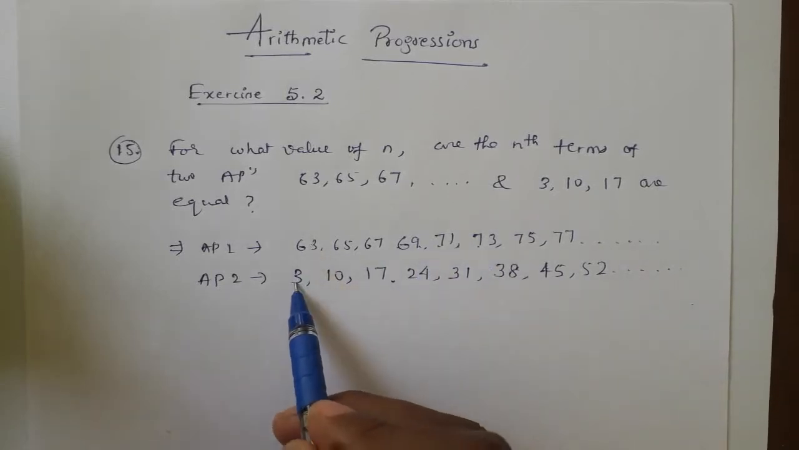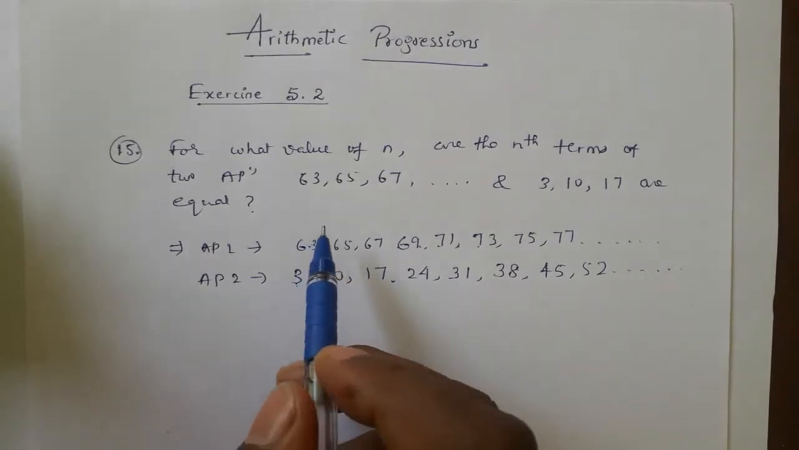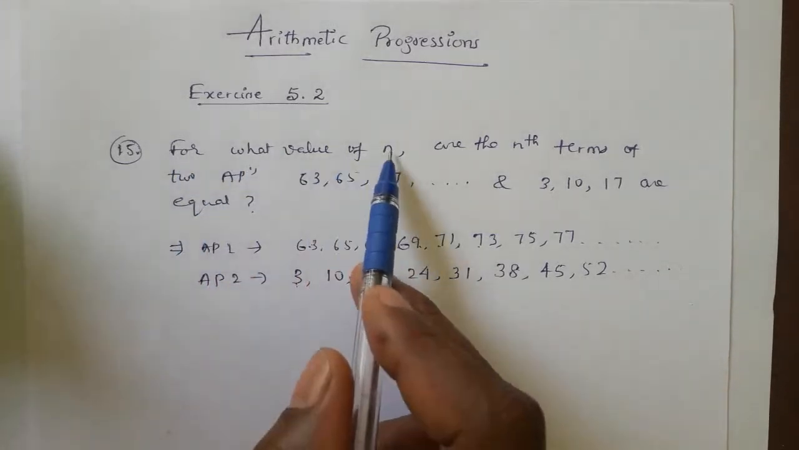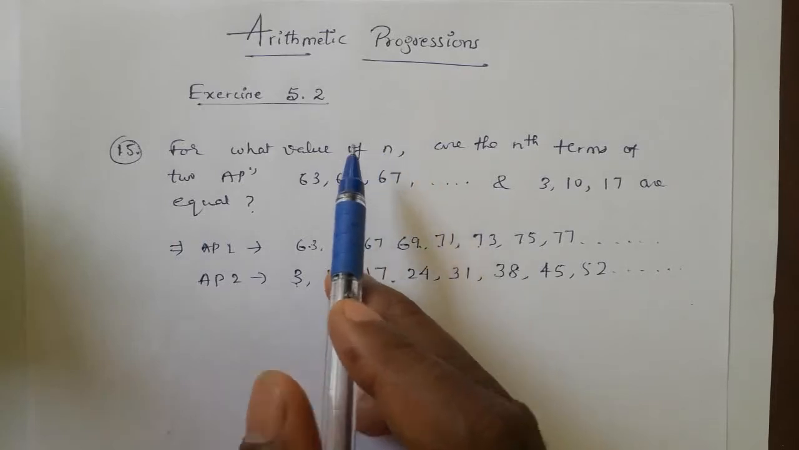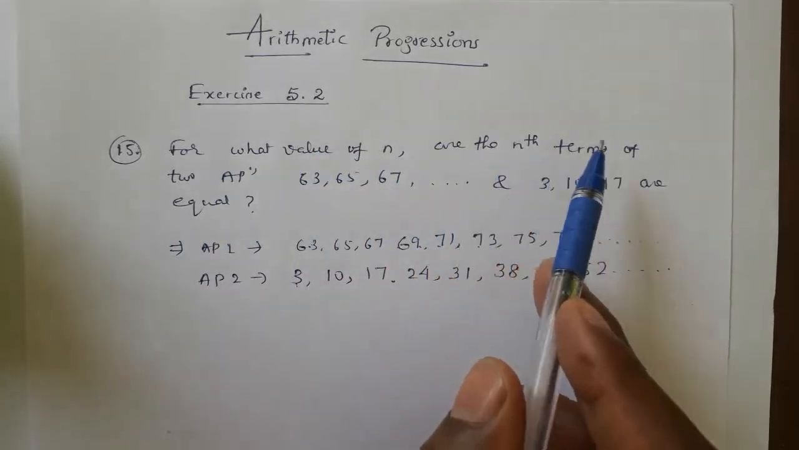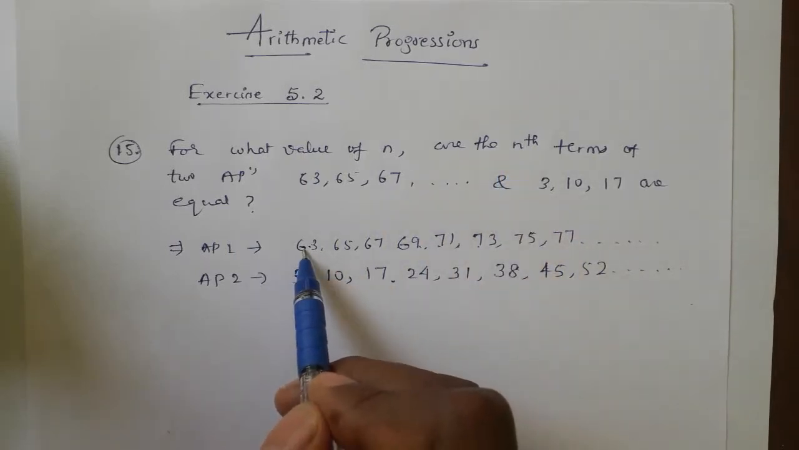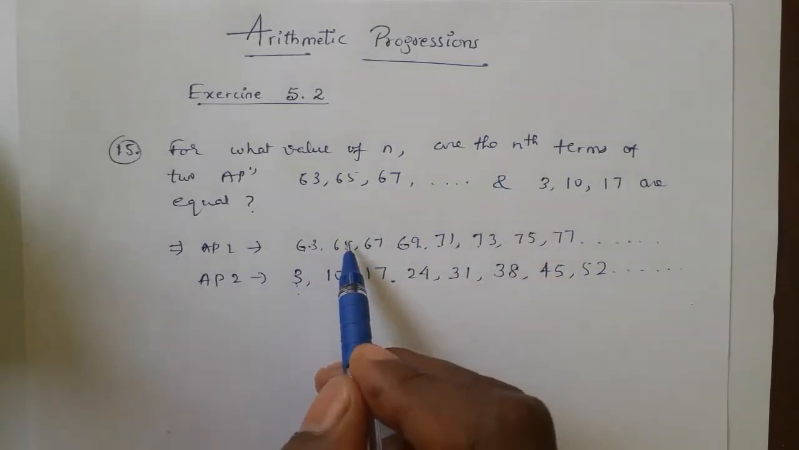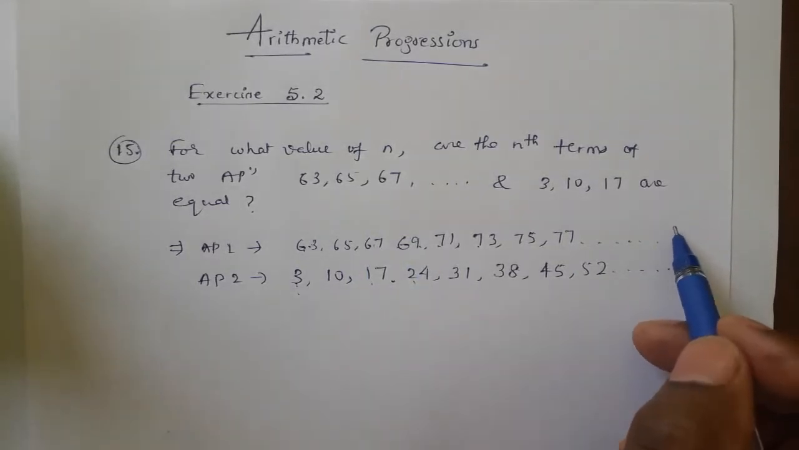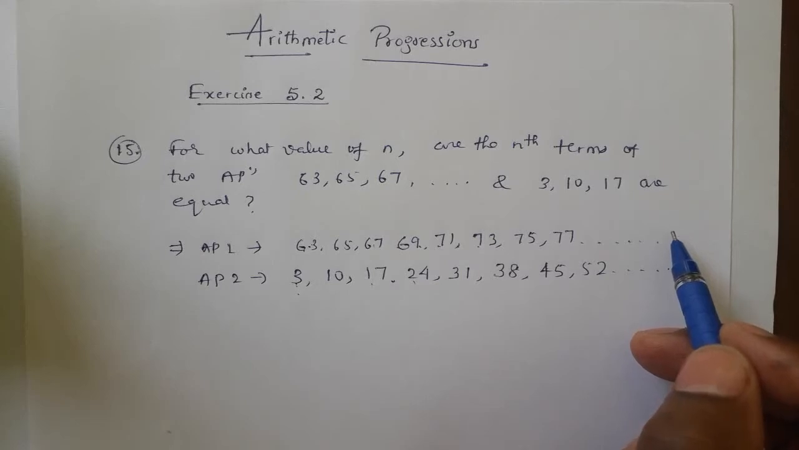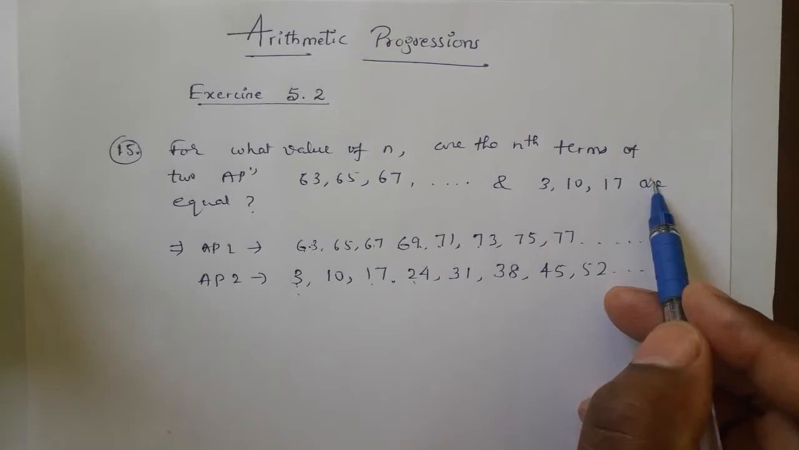Look at 63, 3, not coinciding. The first term here is 63, here the first term is 3, not matching each other. What they are asking, for what value of n? That means at which position both the APs are equal. Here n means position. At what value of n, or the nth term? Nth term is there, it is unknown. The 63 is the first term. Second term, third term, fourth term. Here at a particular term, on the 50th term or 100th term, both the APs are equal, they are asking. At which term both the APs are equal?